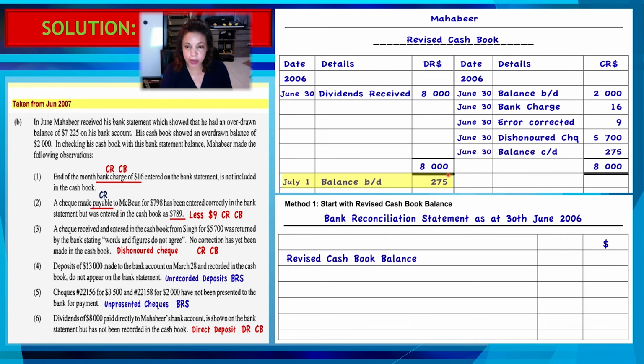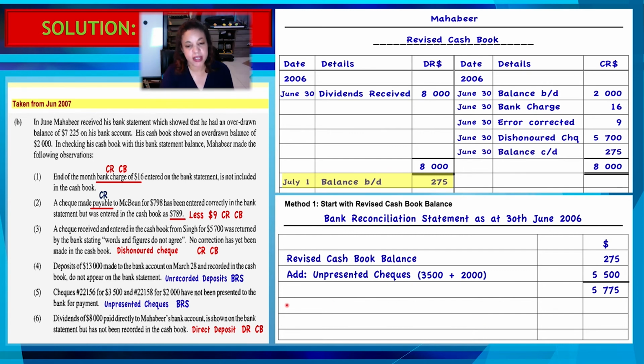So revised cash book balance, was it a positive figure? Yes, because it's on the debit side, so 275. What do you usually do after that? You add unpresented checks. Where were our unpresented checks? Number 5. And there were 2 amounts, so you should put your working, 3,500, 2,000. Please put your working, very important. And your total, 5,500. So you add that up and you get 5,775.